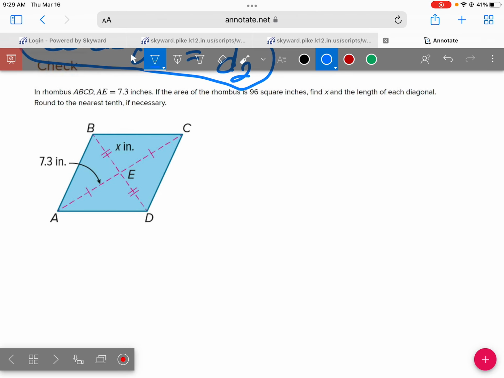So here I have a rhombus. A rhombus is a slanty square. This is a rhombus. And they give us that AE is 7.3. So only this much of it is 7.3. Okay? The area of the rhombus itself is 96 square inches. That's a new piece of information. They want us to find X. Well, there's X. That's only half of it also.